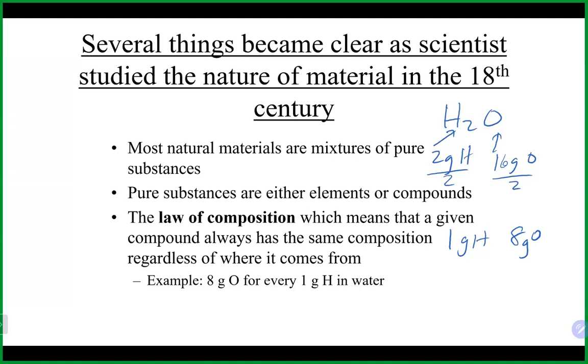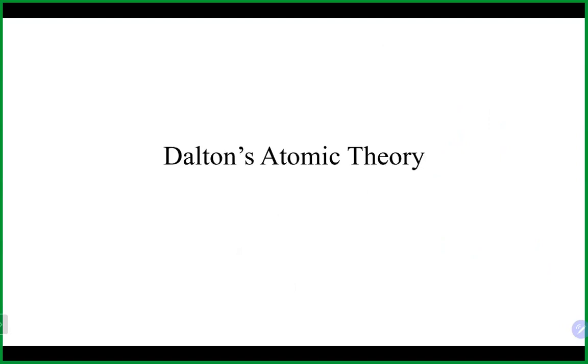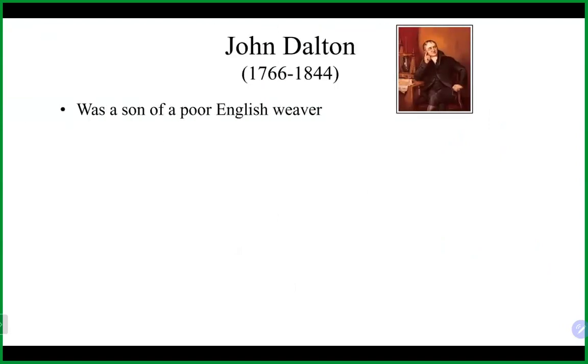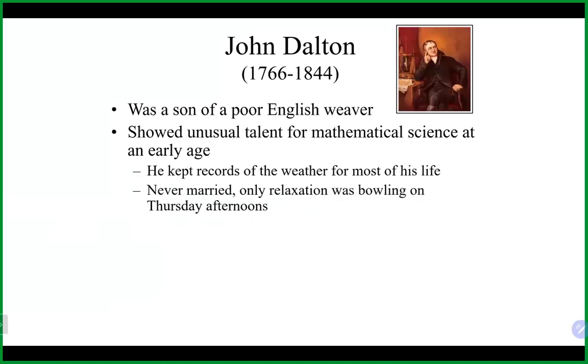And that goes for anything. What was found a lot of times was that atoms come together in a ratio of so many grams of one element for so many grams of another. In this case, for every 1 gram of hydrogen, we should have 8 grams of oxygen. And that leads us to one of the first important theories, by John Dalton.